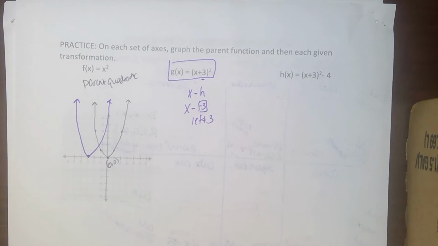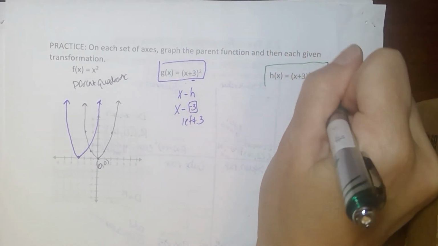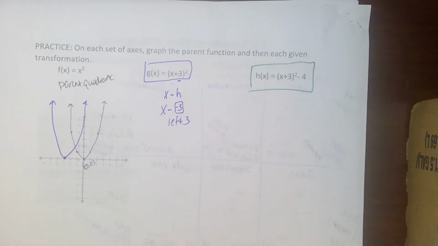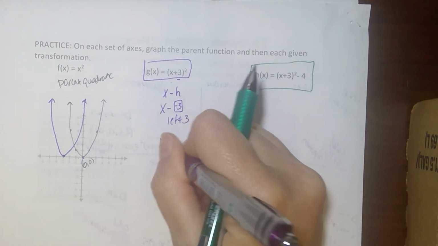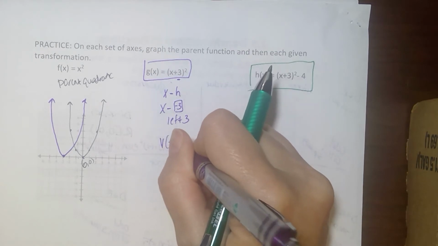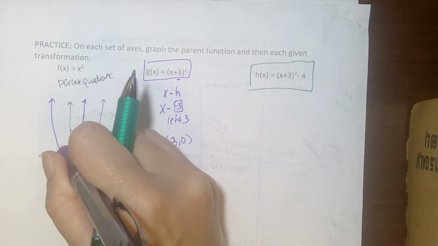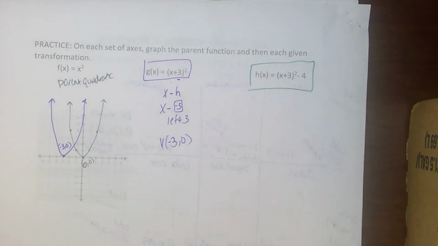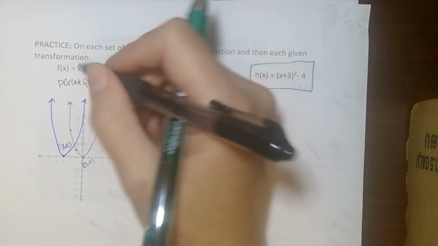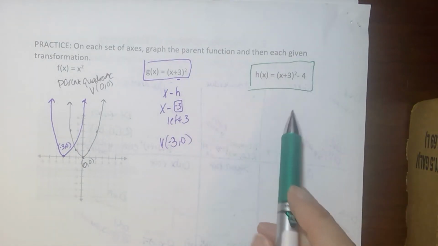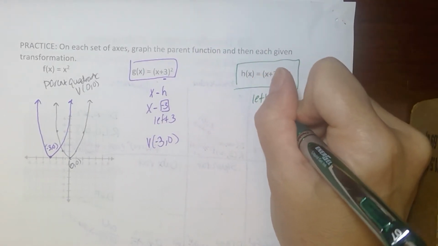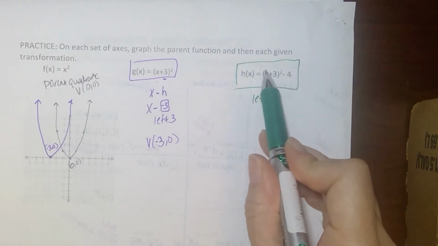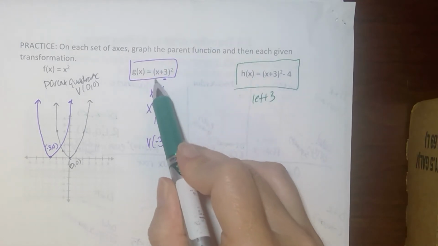And then my next transformation, h of x, has 2 transformations. My vertex for g of x was at negative 3, 0, right here at negative 3, 0. My vertex for my parent function was at 0, 0. Where's my vertex for h of x? Well, I have this shift to the left. I know I'm going to go to the left 3 because that expression that's being squared is the same here.